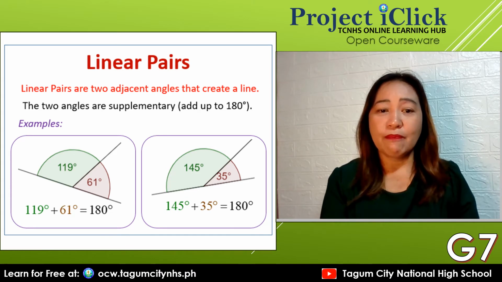In the second example, these are also linear pairs. The two angles are both adjacent and supplementary. One angle measures 145 degrees and the other angle measures 35 degrees. So we have 180 degrees. And these two angles are said to be linear pairs.